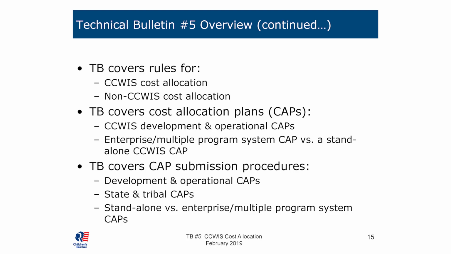But if your CCWIS is a standalone system benefiting only child welfare programs, you skip this preliminary step of developing a cost allocation plan to identify and separate out the CCWIS portion. For a standalone system, the CCWIS cost allocation is a system-wide cost allocation.